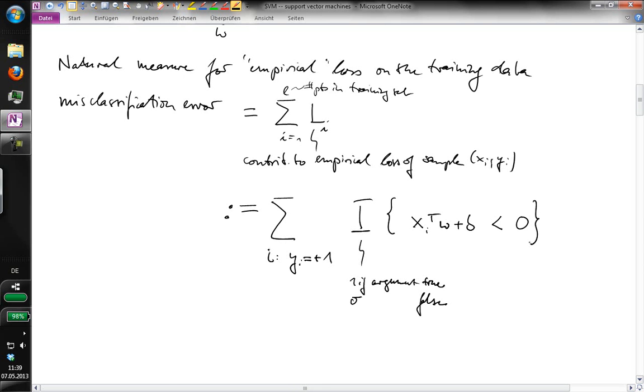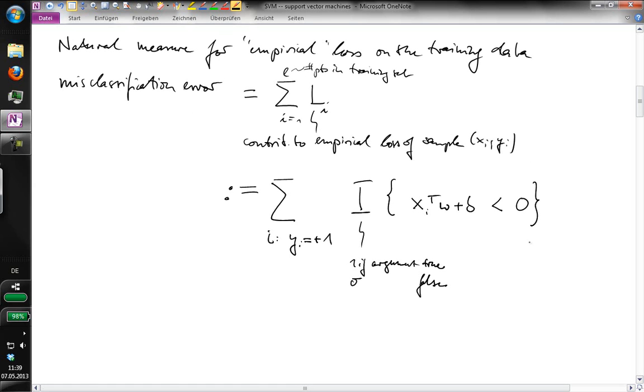So I want to find parameters such that xi transpose times w plus b should be larger than 0 for all positive training samples. And whenever this is not true, so whenever one of these quantities instead is smaller than 0, I augment my misclassification error by 1.